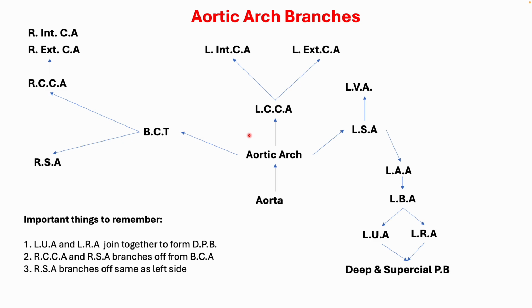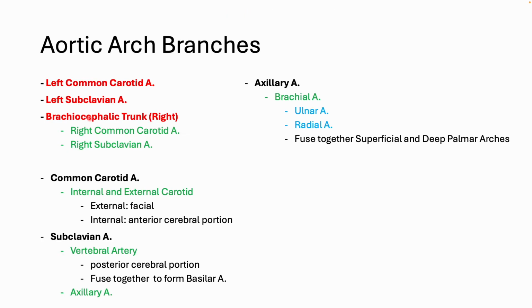So important things to remember: your ulnar and radial arteries join together to form the deep palmar branches and superficial palmar branches. And your right common carotid artery and right subclavian branch off from the brachiocephalic trunk. There's a typo, it's not an artery, it's a trunk. The right side arteries branch off the same as the left side. I didn't put the right side axillary artery because it's going to be the same from the subclavian level. So this is the basic aortic arch branches. I'm going to summarize this in the next slide.